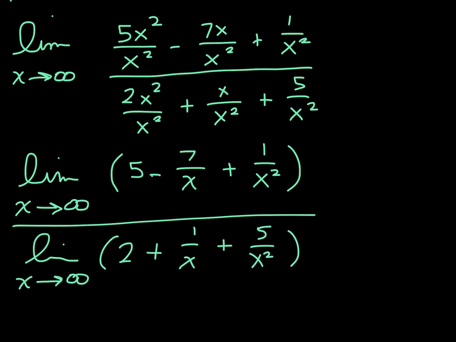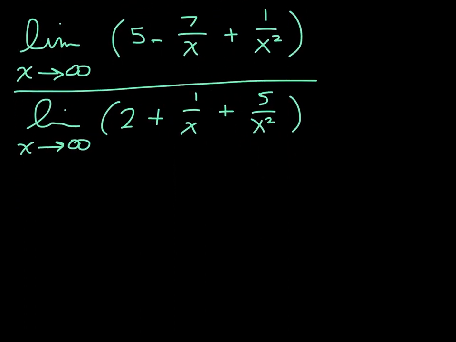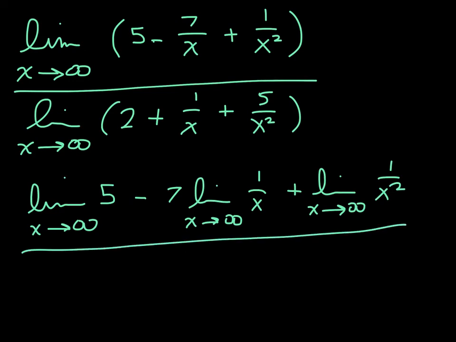We can continue using some of our rules here. For example, we can say this numerator is the limit as x approaches infinity of 5 minus 7 times the limit as x approaches infinity of 1 over x plus the limit as x approaches infinity of 1 over x squared. This is just the numerator. Let me pause right there. We did use a constant, the sum, difference, and product rules here.